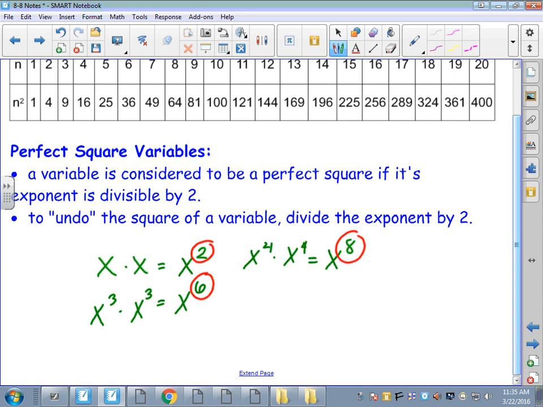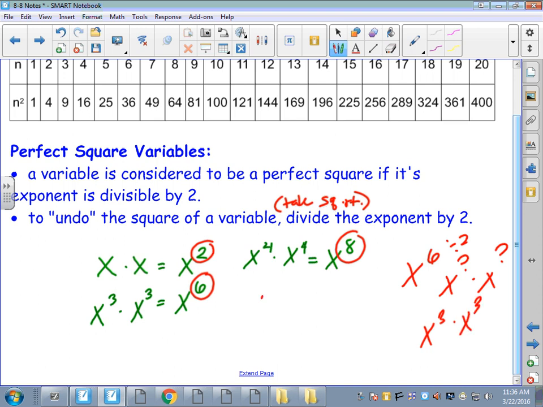To undo the square of a variable, that really means to take the square root. So when you undo the square of a variable, you're really taking the square root of it. You divide that exponent by 2. If I gave you x to the 6th, we're asking what power of x did you multiply by itself to get x to the 6th? If you divide the 6 by 2, you realize that it's x to the 3rd times x to the 3rd.